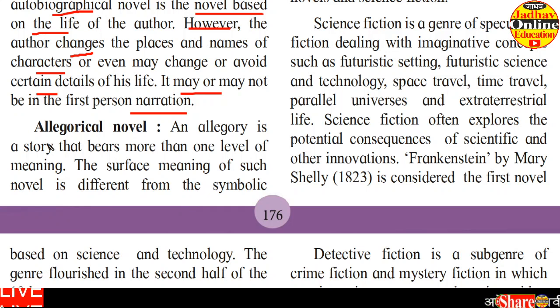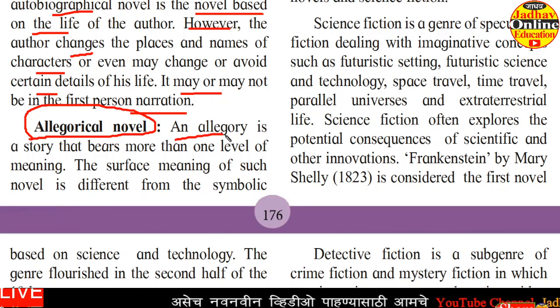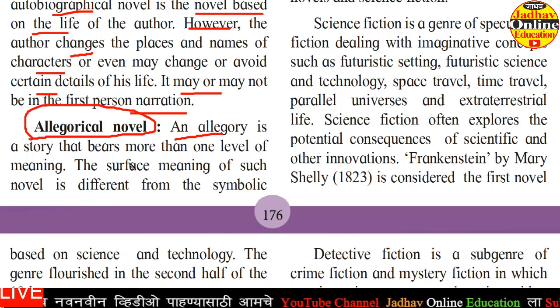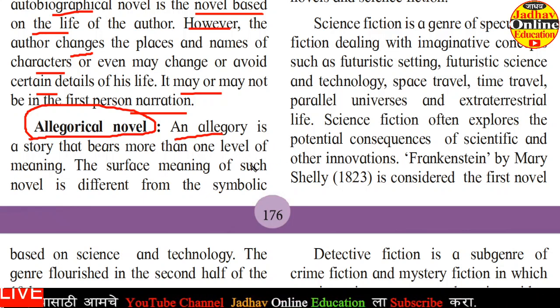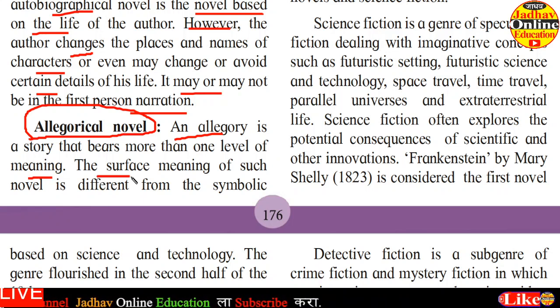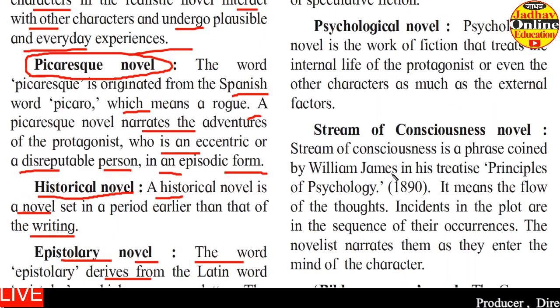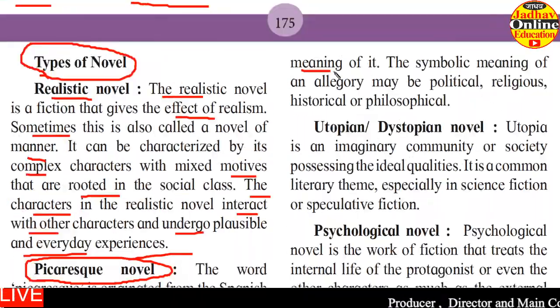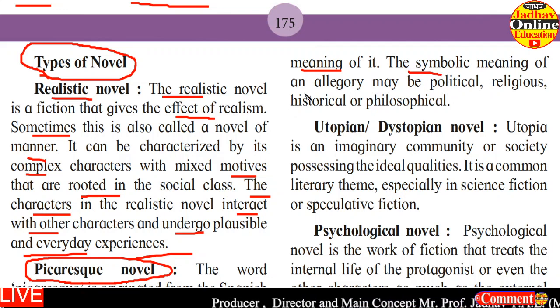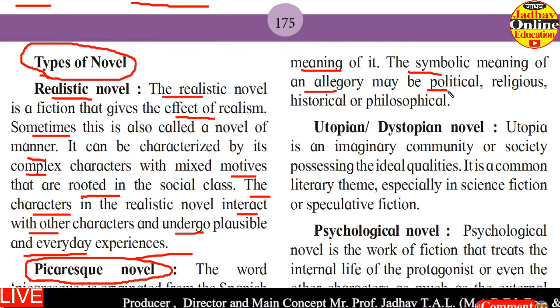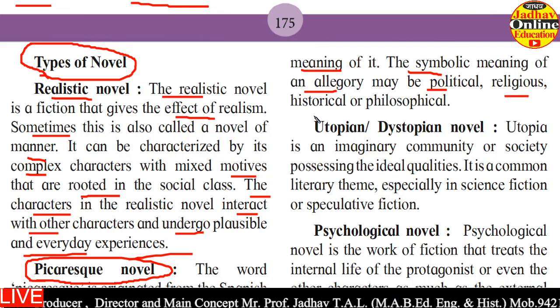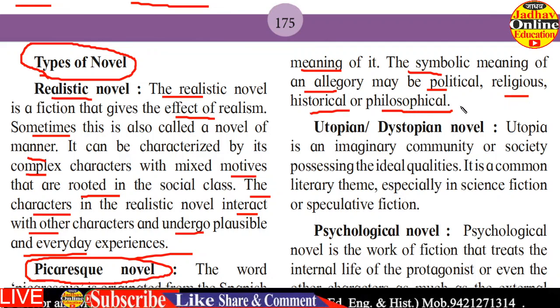Next type of the novel is allegorical novel. An allegorical novel is a story that bears more than one level of meaning. The surface meaning of such a novel is different from the symbolic meaning of it. The symbolic meaning of an allegory may be political, religious, historical, or philosophical.